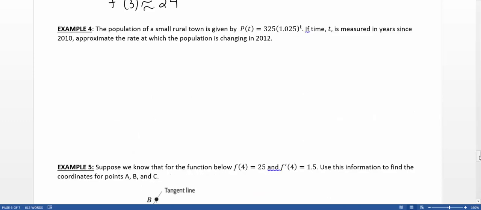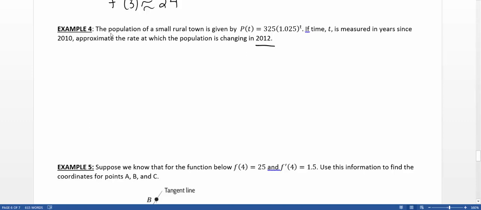Example 4. The population of a small rural town is given by P of t equals 325 times 1.025 to the t. If time t is measured in years since 2010, approximate the rate at which the population is changing in 2012. So here, I need to first figure out what t I'm actually even looking at.